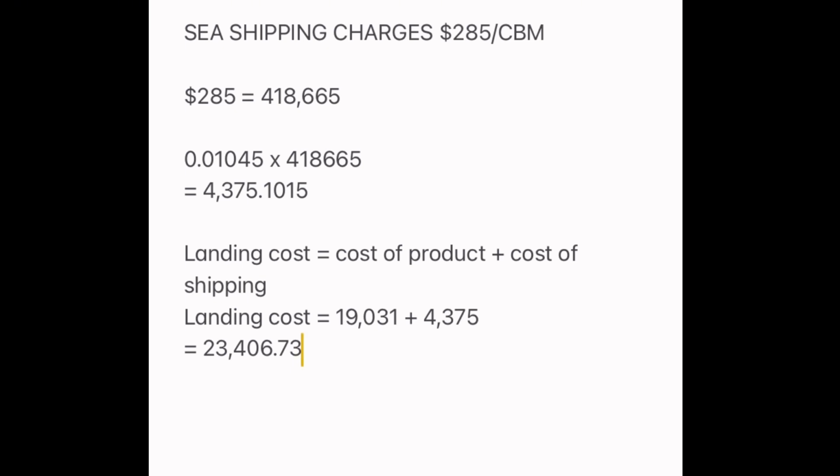Now remember, this can vary whenever you want to calculate your landing cost. Please check the current rate of yuan, Chinese currency, and the current rate of dollars, because that determines how you're going to calculate and what you're going to get as your landing cost and your shipping cost.